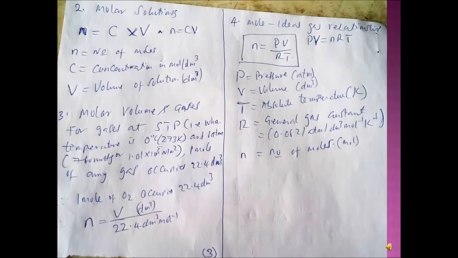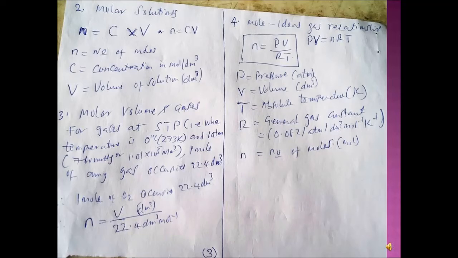Now, number 2, another relationship between mole and other parameter is the molar solution. Now we can see that there is a relationship between mole and concentration in mole per dm cube, as well as volume. For instance, n is equals to CV, where C stands for concentration in mole per dm cube, while V is volume of solution in dm cube. So by the time we want to go into calculation using this, we must ensure that since concentration is in mole per dm cube, your volume will also be in dm cube. Now if it is in centimeter cube, you have to convert it to dm cube before you can use it.